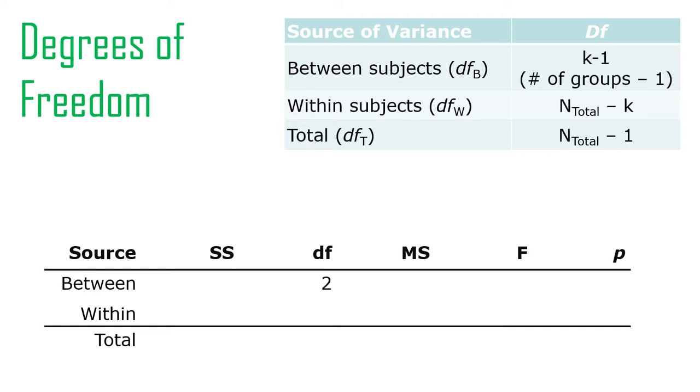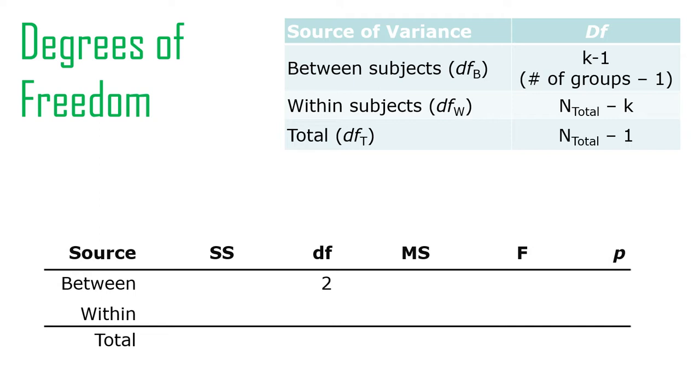The first degrees of freedom is 2, because that's the between subjects degrees of freedom. There are 2 sources of variance. There's the variance of the individual values that is because of differences between groups, so we call that the between subjects source of variance. And then there's the variance that's due to just random sampling, and we call that within subjects variance.